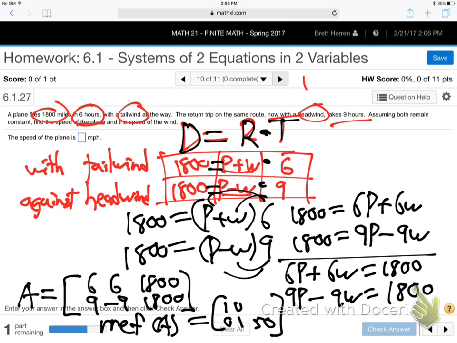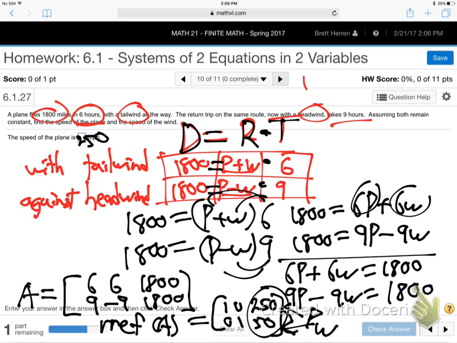You can read my writing there. These are our answers. What are they? X and Y, Joe and Tom. What were my letters? P and W. So this is P, and this is W. The plane can do 250 miles an hour. The wind's blowing at 50. They're going to ask you both questions. So over here, the plane's 250. The next question will be wind, 50.